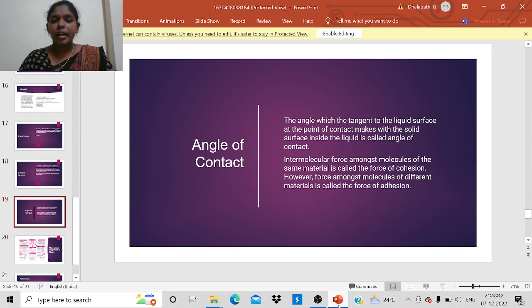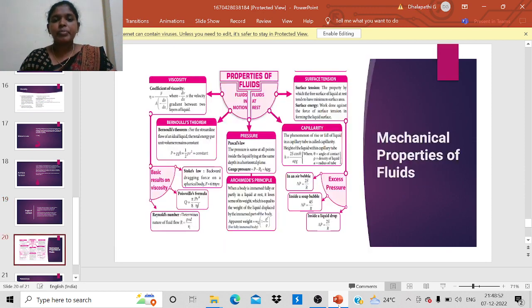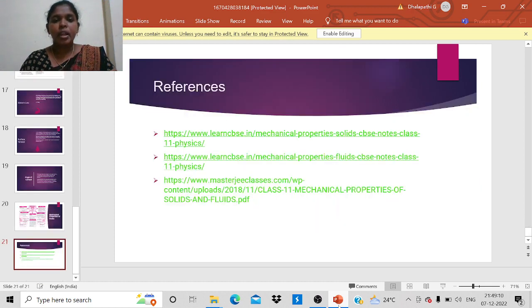Angle of contact. The angle of contact is the angle the tangent to the liquid surface at the point of contact makes with the solid surface, measured inside the liquid. This is the diagram of properties of fluids: viscosity, Bernoulli's theorem, pressure, surface tension, excess pressure in an air bubble, inside a soap bubble, inside a liquid drop.